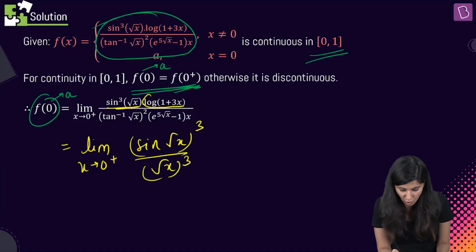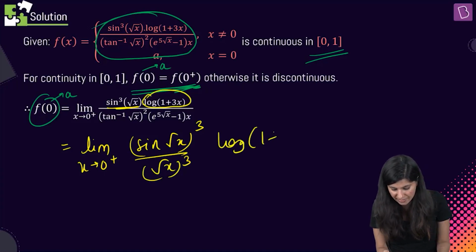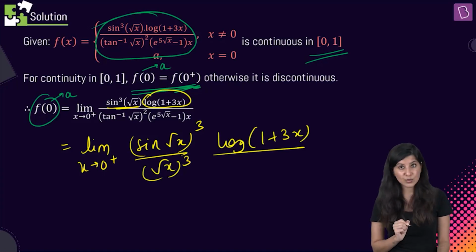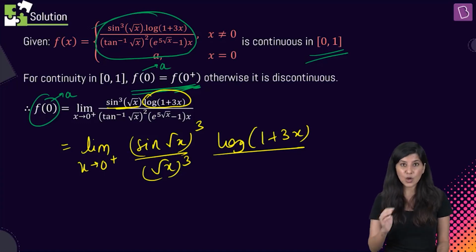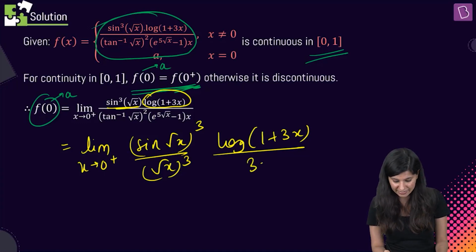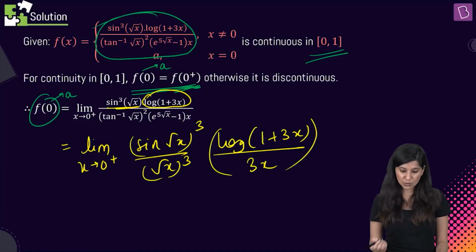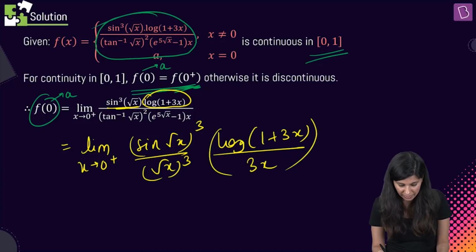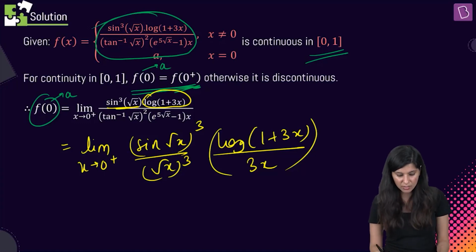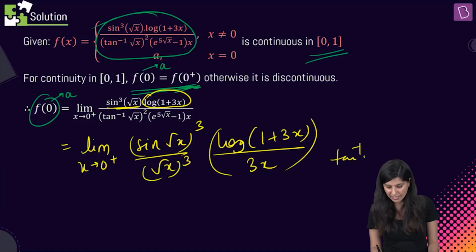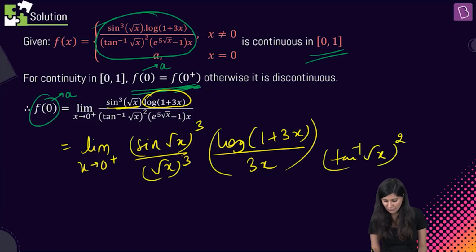Okay, all right. Log 1 plus 3x I have. Again, I can use a standard limit. What is that limit? Log 1 plus x by x, that will be tending towards 1, right? Okay, all right. Now we have tan inverse root x. So can I write it as tan inverse root x? And of course, we have a square. I need root x square as well.